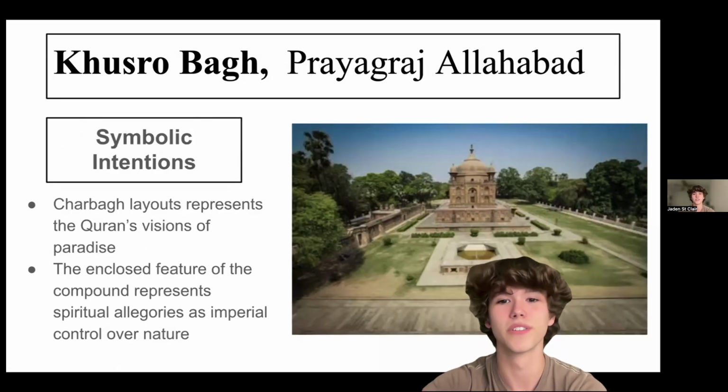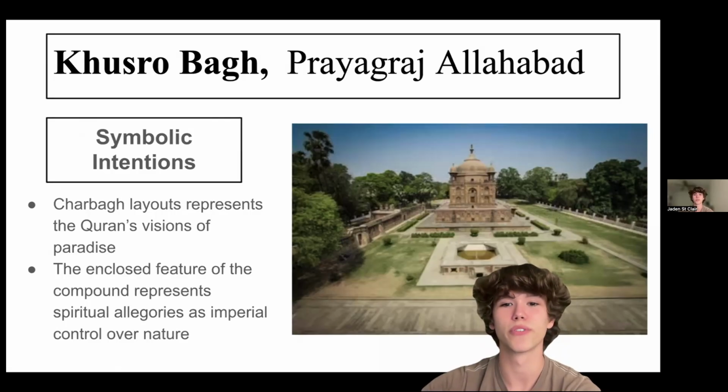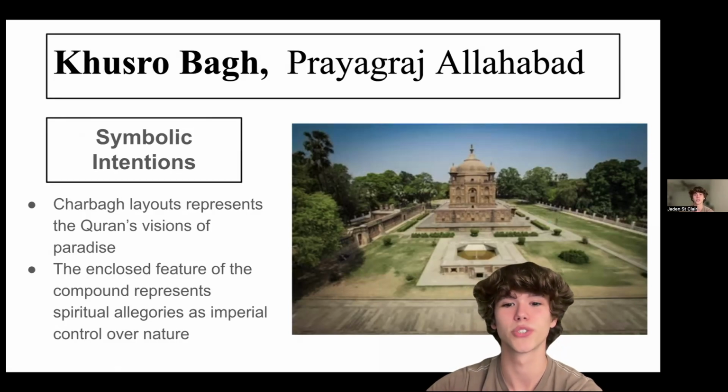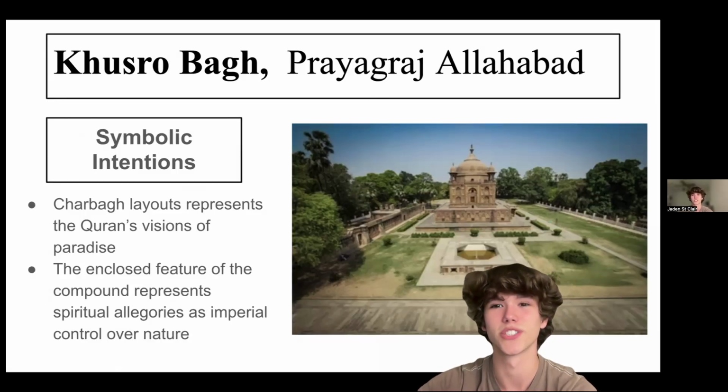And then finally, the symbolism ties all of these aspects together. The Charbagh layout, the division into quadrants, is a reference to paradise, as described in the Quran. The enclosed and orderly features speak to imperial control over both nature and legacy. Khusro Bagh isn't just a memorial, it's a space rich with spiritual and political meaning, reflected in every axis, water channel, entry.